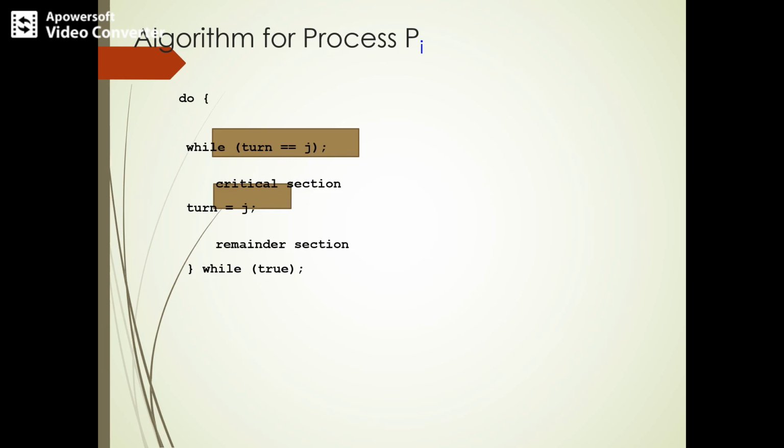So we have an algorithm for process Pi. This is the structure of process Pi. It says: while turn is not equal to i, that is, it's not process i's turn, it is process j's turn. We can say that turn equal to j is the same as turn not equal to i. So we are differentiating between two processes, Pi and Pj, and working with these two processes in order to show the importance of the critical section.